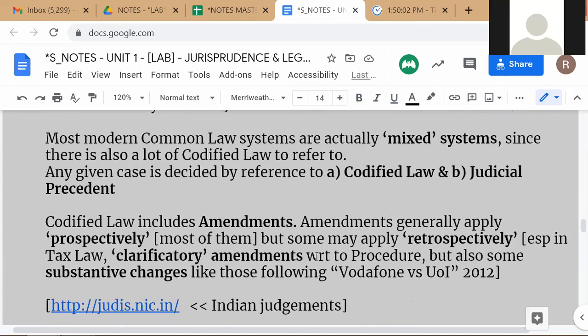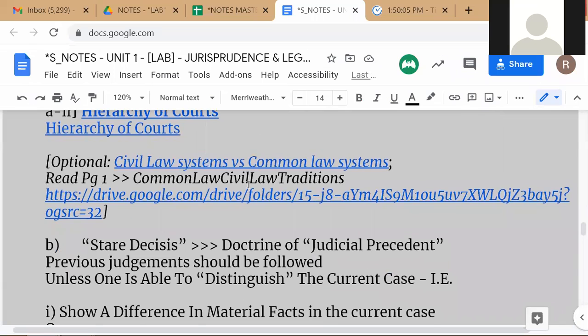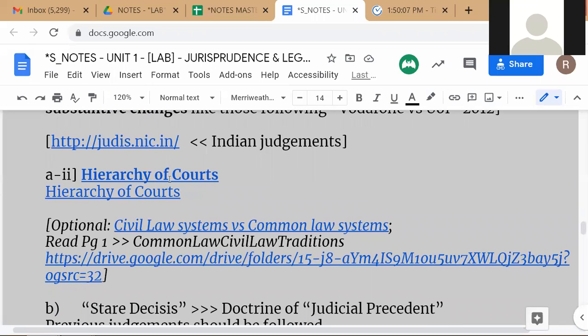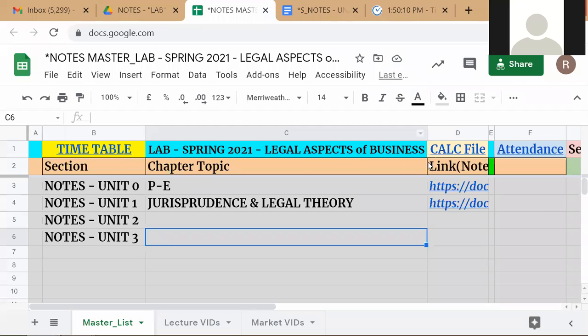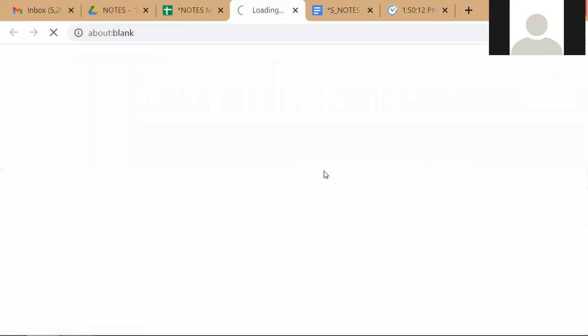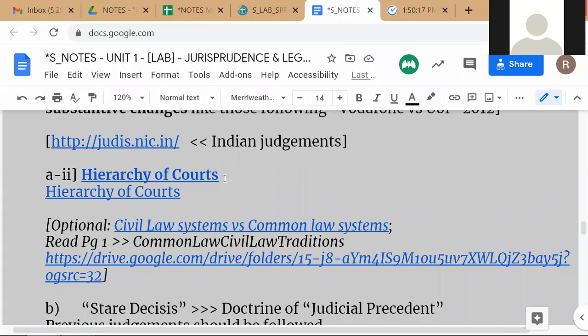So judicial precedent, that's the first one. The second one is hierarchy of courts. This is a pretty simple one. I won't spend too much time. Hierarchy just means that the Supreme Court is above the High Court, the High Court is above the district courts, and even in the district courts, there are different levels of judges. There's a junior division judge, there's a senior division judge, then there's a sessions judge, etc. So even within the district courts, there's a further hierarchy.